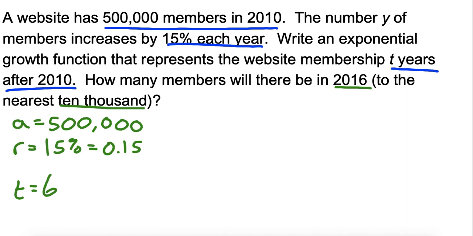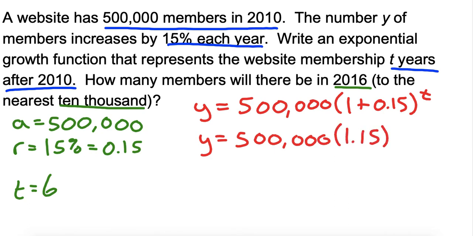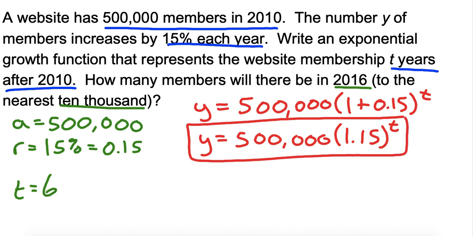So let's start by writing our equation. Y is equal to 500,000 times 1 plus 0.15 to the t. Remember, we're starting by just that function, leaving t and y both in there. So we simplify it to 500,000 times 1.15 to the t. So there's our function we're going to use. And for the second step, we're going to plug in that t equals 6.